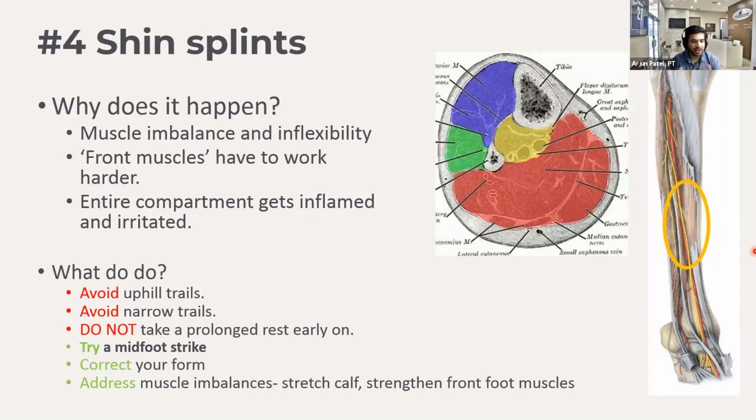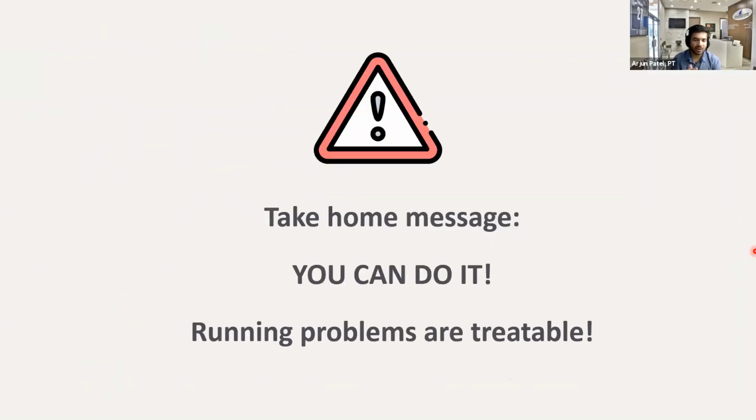You want to try doing a midfoot strike, so try landing on the middle of the foot. Landing in the middle of the foot, long story short, is going to take a little bit of load off those muscles. And then correct the form and address muscle imbalances as usual, so work a little bit more on stretching the calf and strengthening some of the front foot muscles. All right, so those are the four pathologies we're going to talk about.